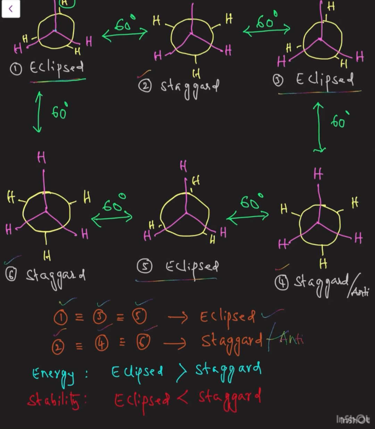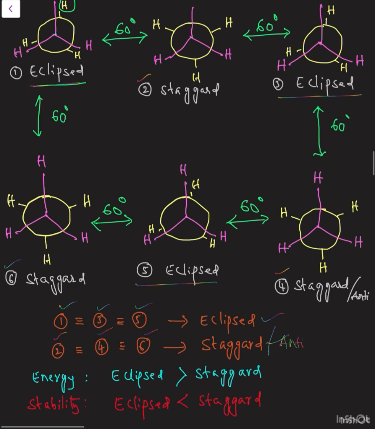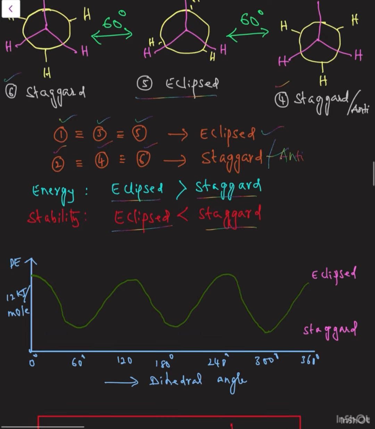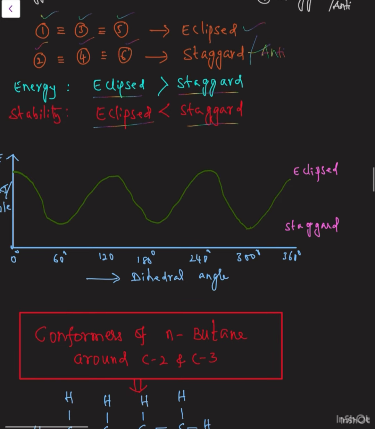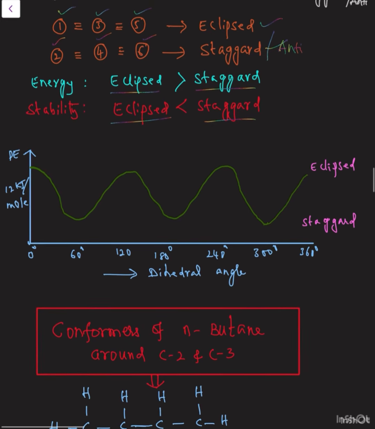Energy of these conformers, if you observe, eclipsed energy is more compared to staggered. Stability order, if you consider, is the reverse order. Eclipsed is less stable than the staggered conformer. So this is in the case of ethane molecule. And here graphically also we can discuss this.